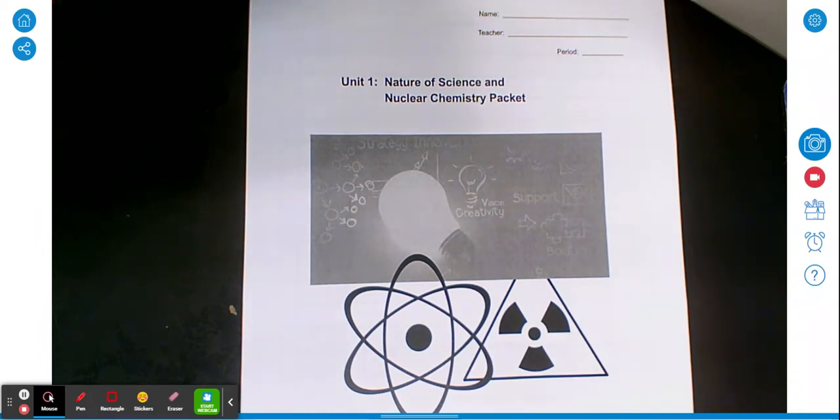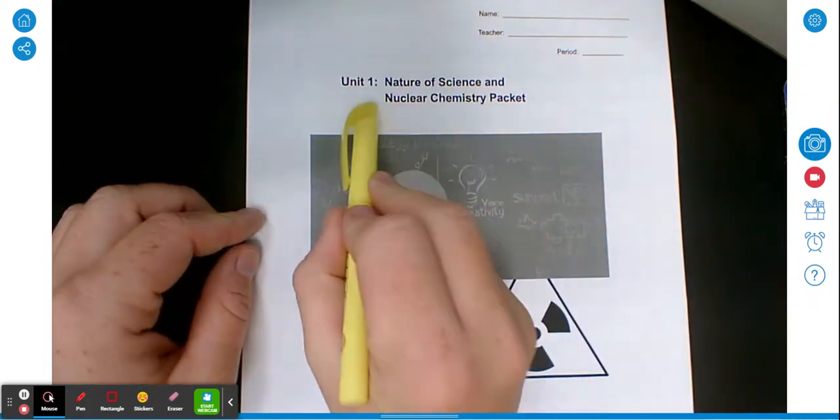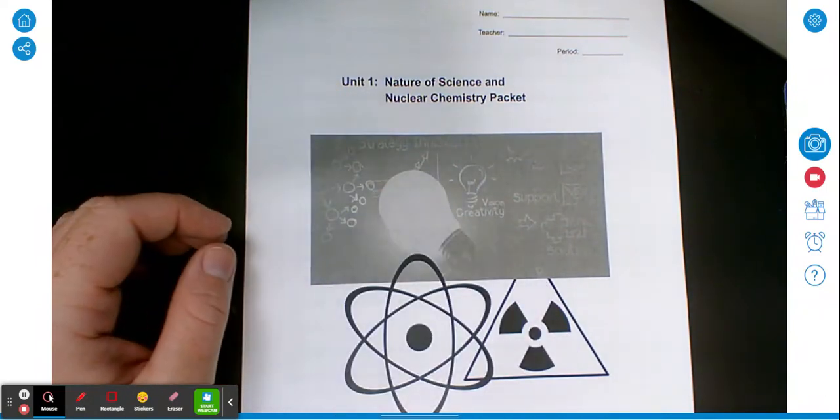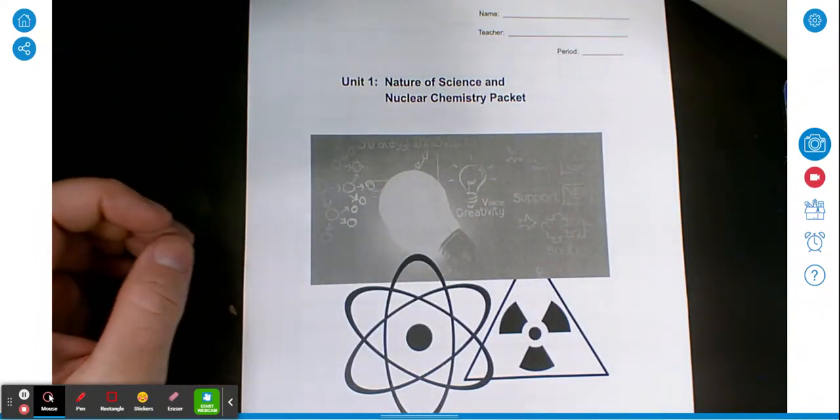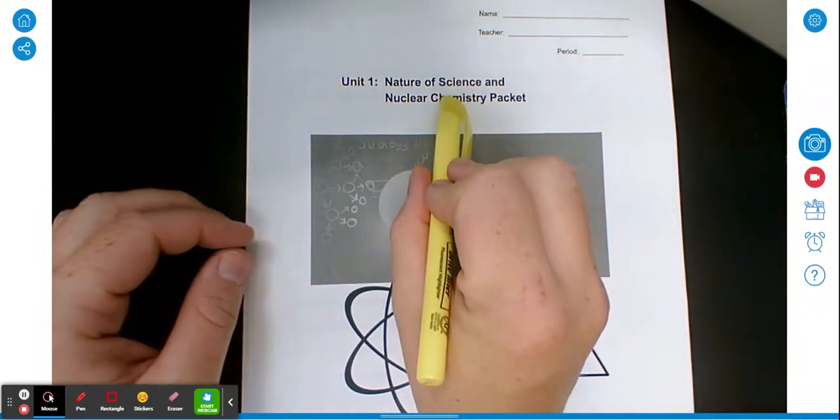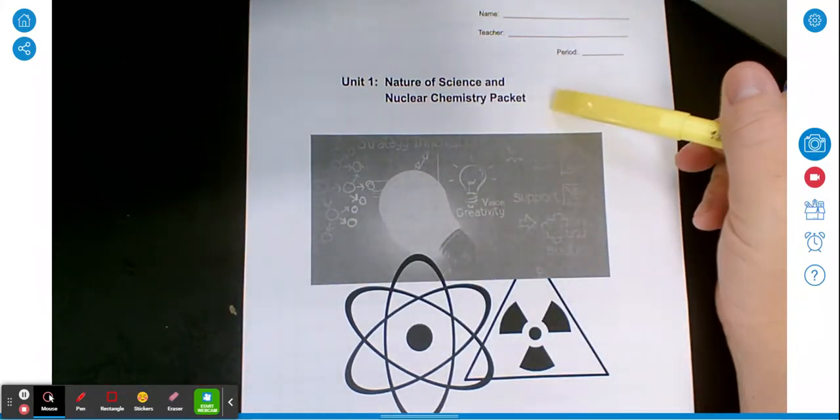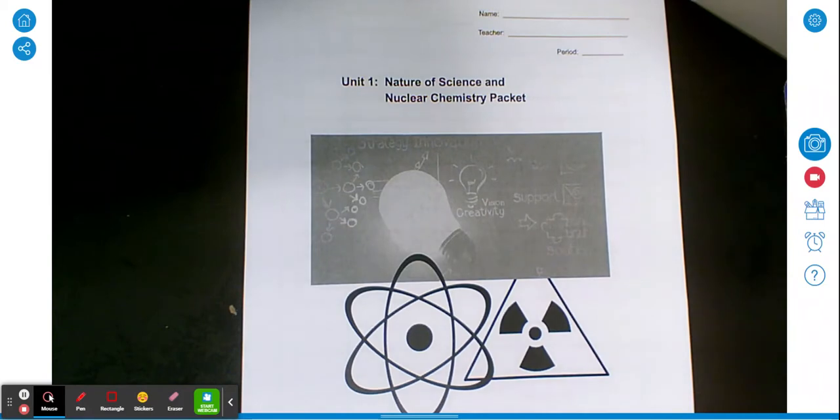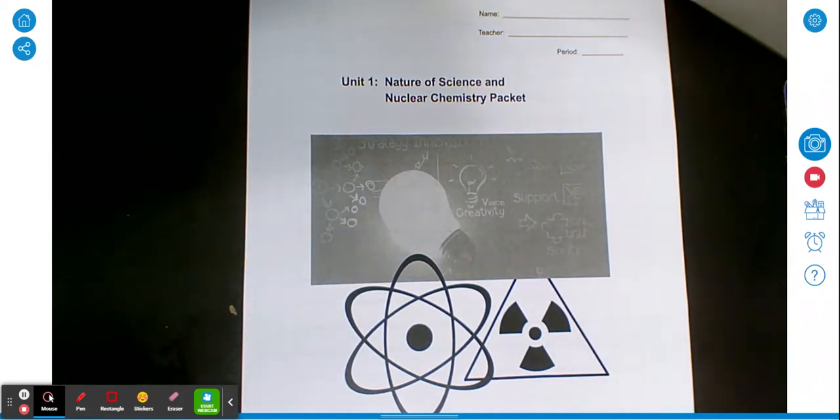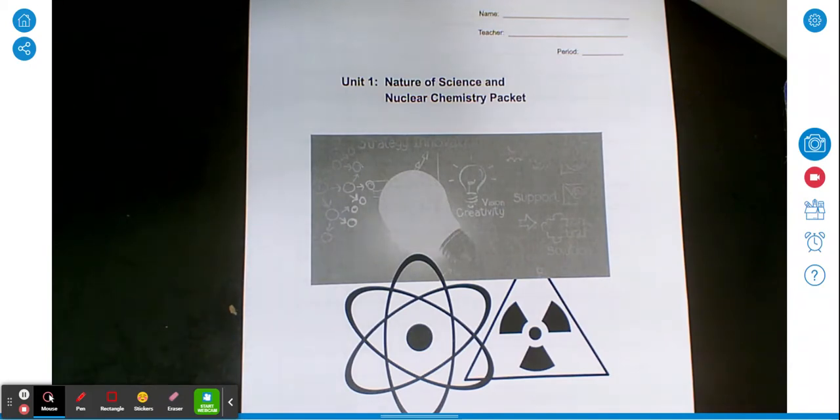So first thing I need all of you to do, my understanding is some of you have this, some of you may not have it yet, but please get or find your Unit 1 Nature of Science and Nuclear Chemistry packet. I walked around her room and it looks like she has a fairly large stack on her front table. So if your class period got these handed out to you already, awesome. Please take out the packet you already have.